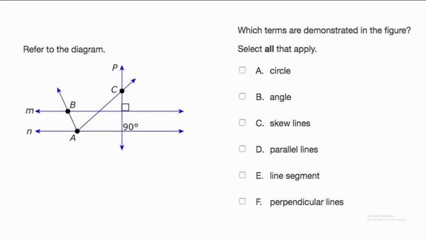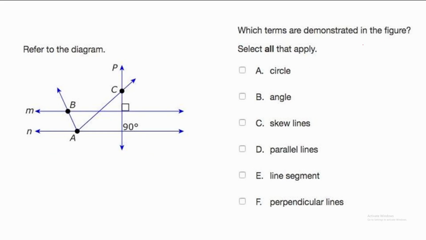Next up, refer to the diagram. We have a diagram here. We have 2 lines. We have a line M. We have line N. They are parallel, it looks like, right? We have a ray AB. We have a ray AC. That creates an angle BAC, right? We have a line P, and we can see a right angle symbol, and a 90 degrees here, right? That tells us that they are perpendicular to those parallel lines, right?